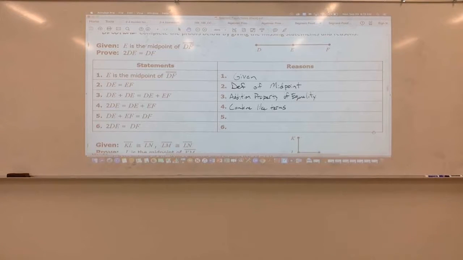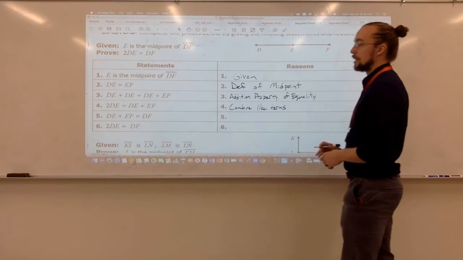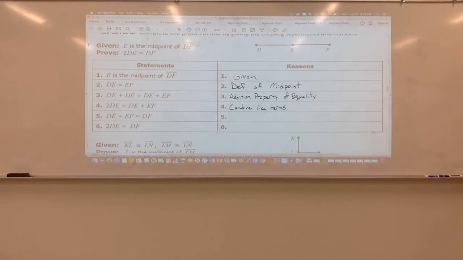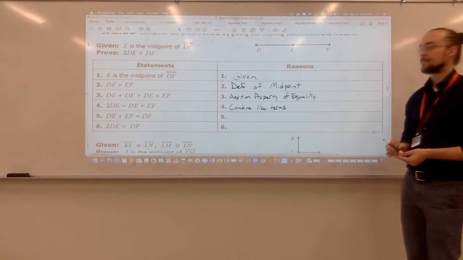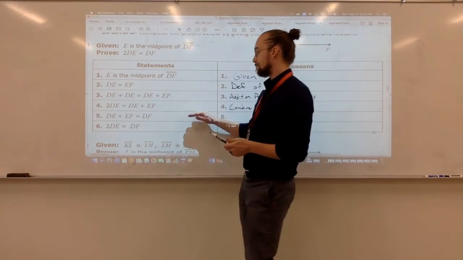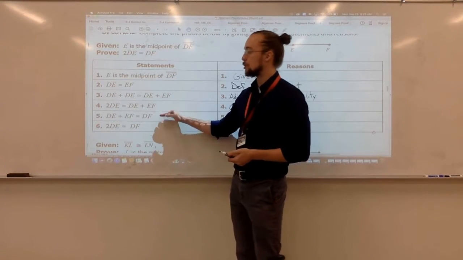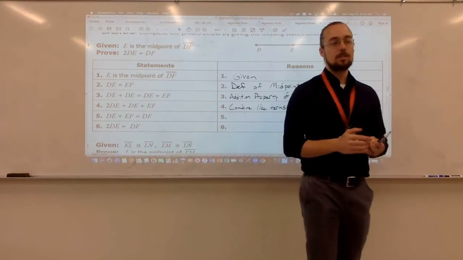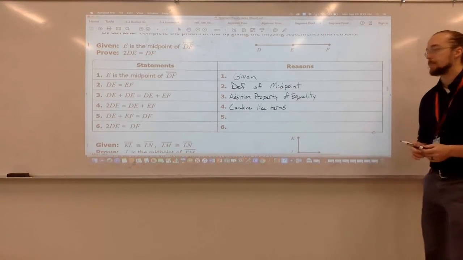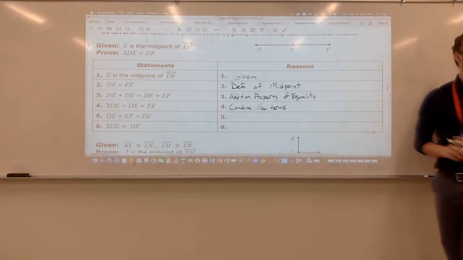Well, now we're claiming that DE plus EF equals DF. How can I claim that? So this one is a little bit trickier because this one actually doesn't directly follow from line 4. Katie? Given. Nah. Segment addition. This one's going to be the segment addition postulate.